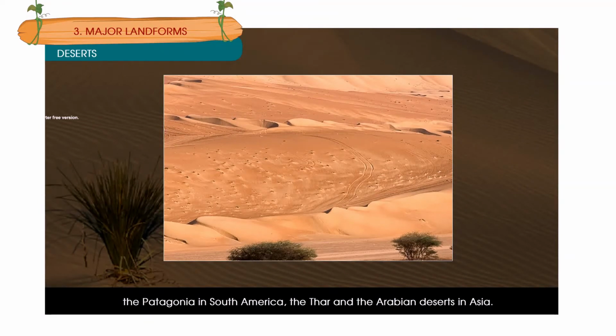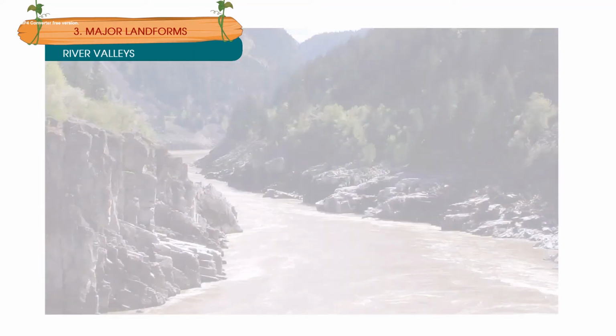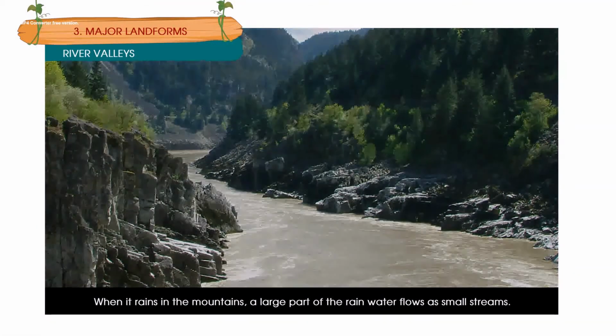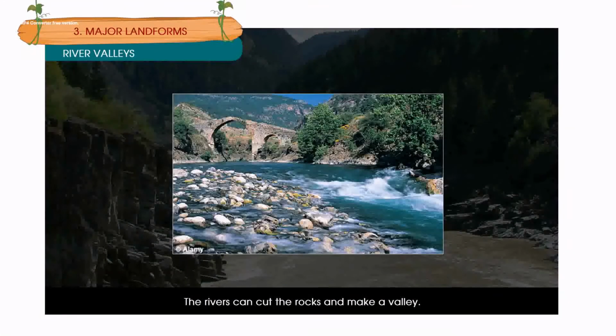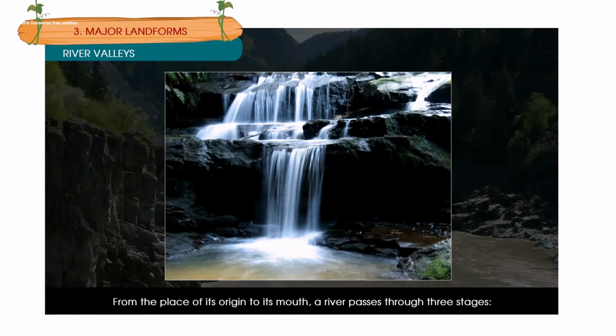River valleys. When it rains in the mountains, a large part of the rainwater flows as small streams. Such streams join together to form rivers. The rivers can cut the rocks and make a valley. From the place of its origin to its mouth, a river passes through three stages.